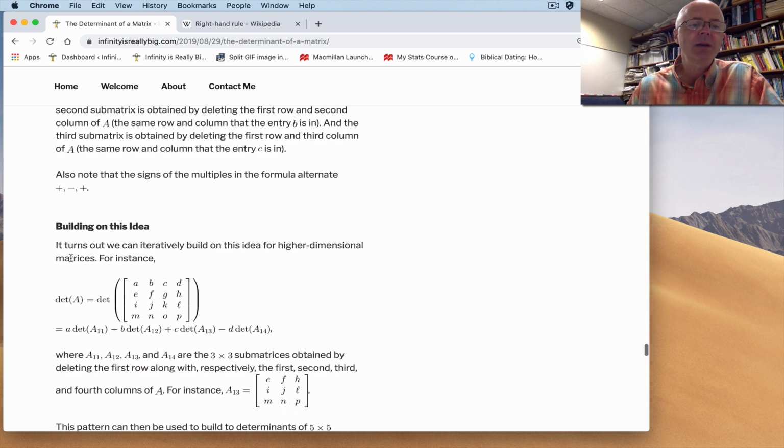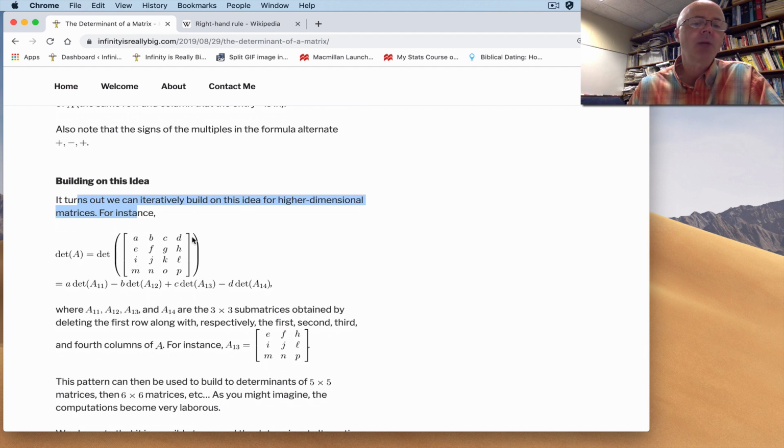Building on this idea, we can say what to do in the 4x4 case. The determinant of an arbitrary 4x4 matrix like this, we expand across the first row with the coefficients A, B, C, and D, and the signs alternating plus, minus, plus, minus. And these things are getting multiplied by determinants of submatrices. A11 is the submatrix obtained by deleting the first row and first column to get this submatrix.